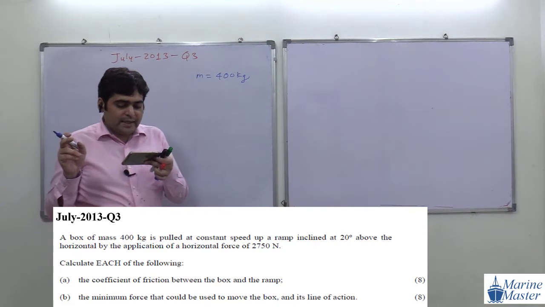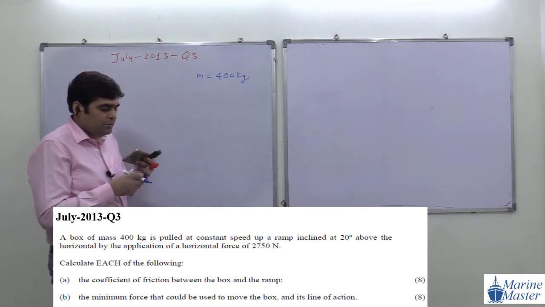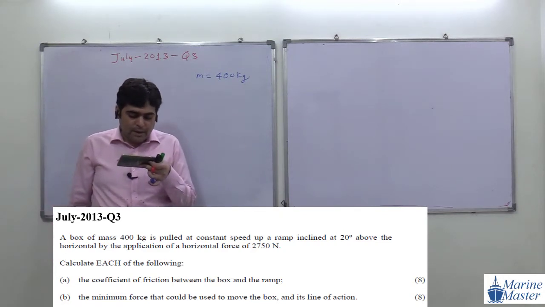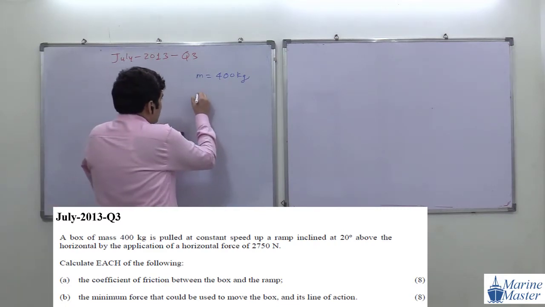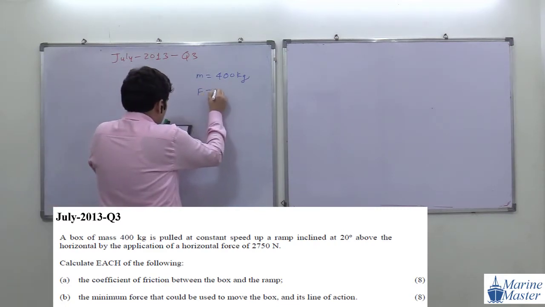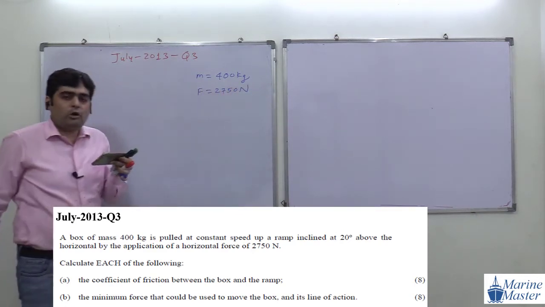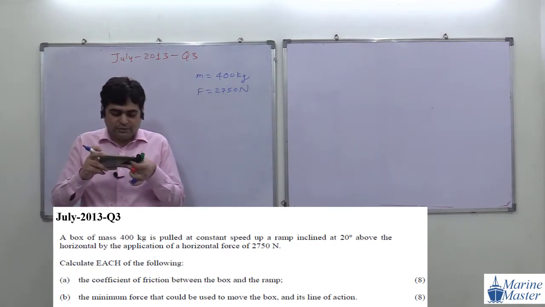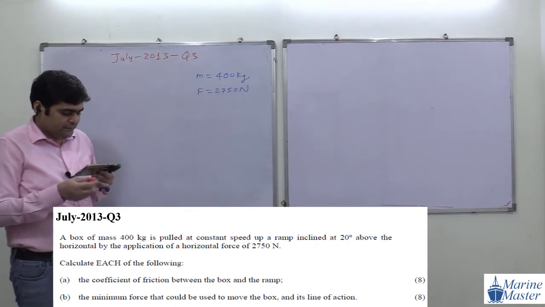Up a ramp inclined at 20 degrees above the horizontal. So how much is the angle of the ramp with respect to the horizontal here? 20 degrees. By an application of horizontal force. The force with us here, F, is how much? 2750 Newton. Horizontal force of 2750 Newton.